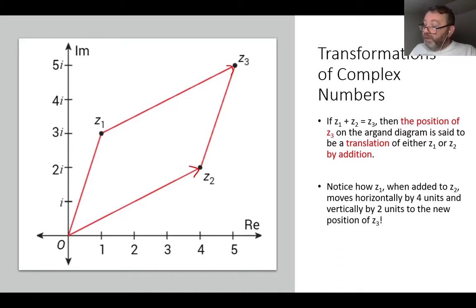Notice how Z1 when added to Z2 moves horizontally by 4 units and then vertically by 2 to the new position of Z3. So, as I told you, Z1 plus Z2, that is 4 plus 2i, is 5 plus 5i. That's how we add complex numbers. That came from the previous part of the chapter we did before Christmas.